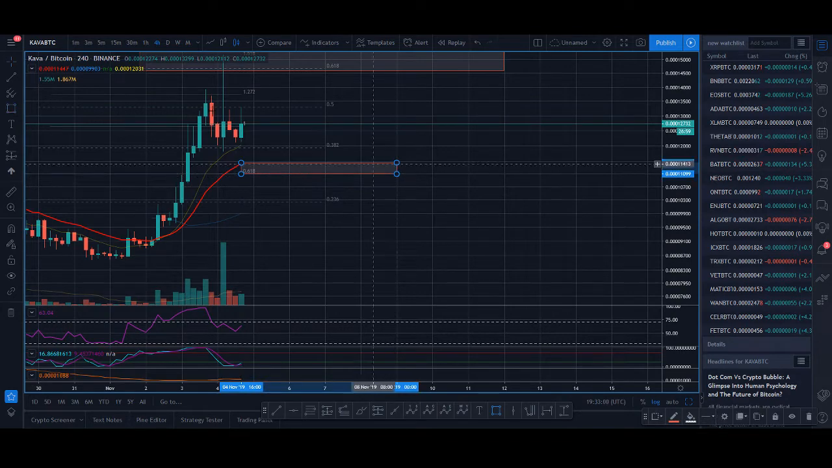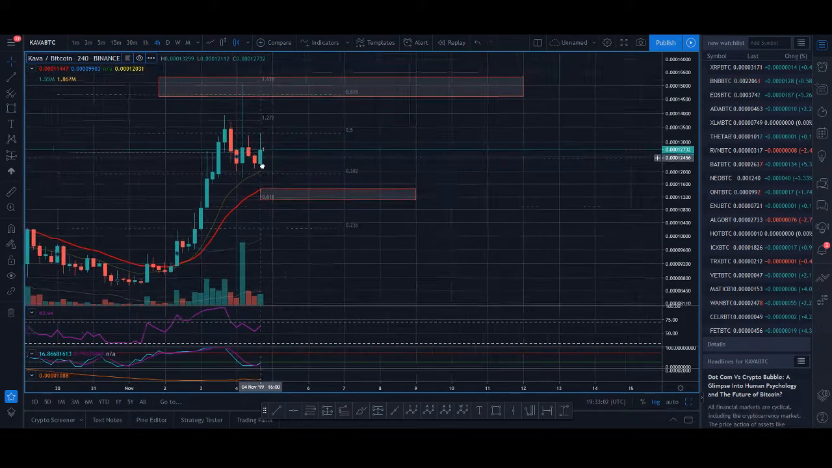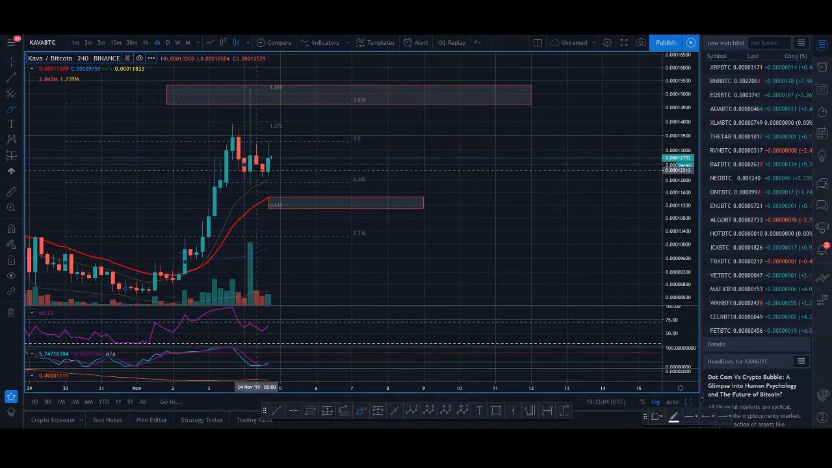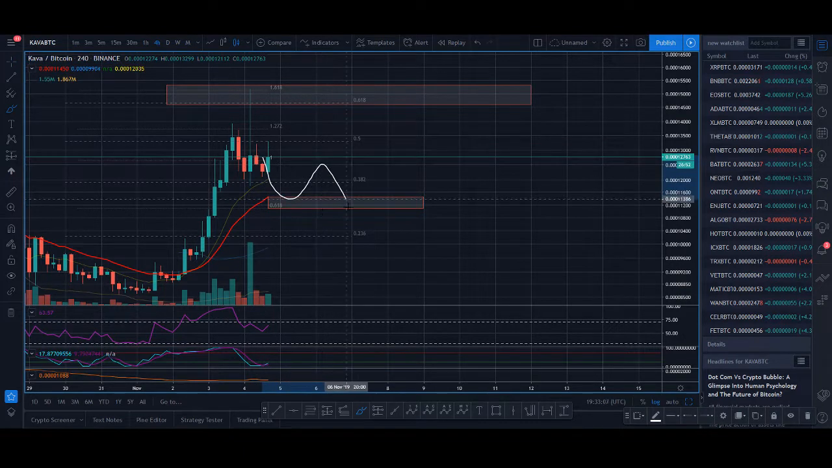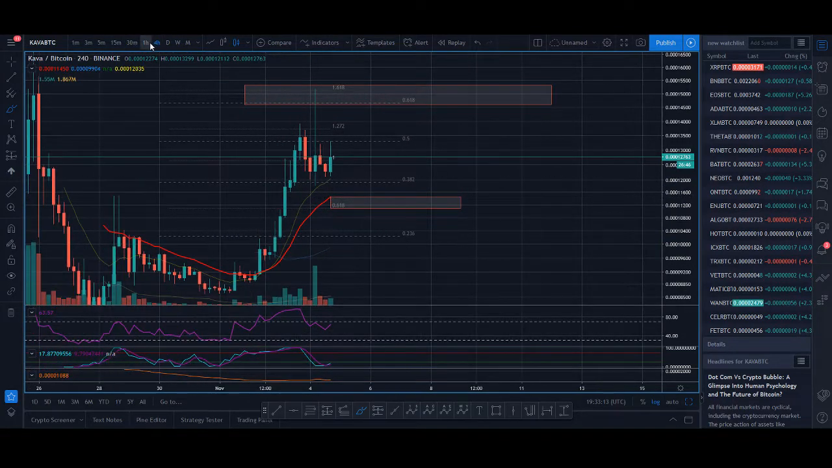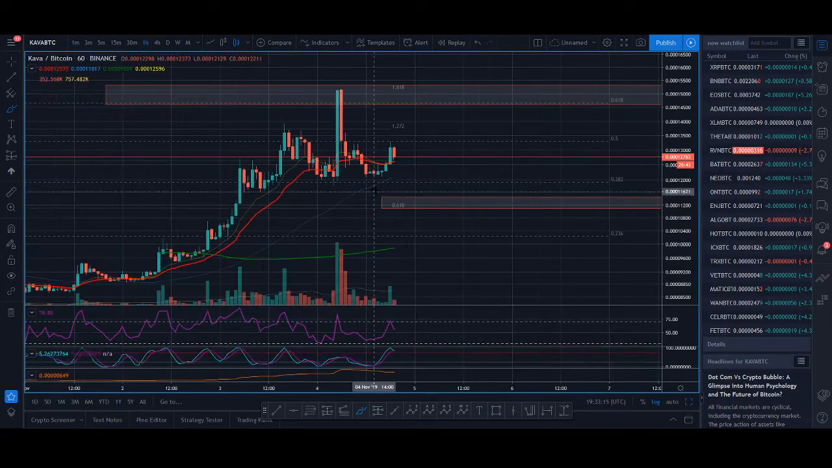What I would do is, if it comes back here and cannot make a new high and break this level, then that could be a big trend change. I won't be interested in Kava at all. Like I said, guys, these coins can pump, but if they break down, it loses interest and people worry about it. This is another key level.